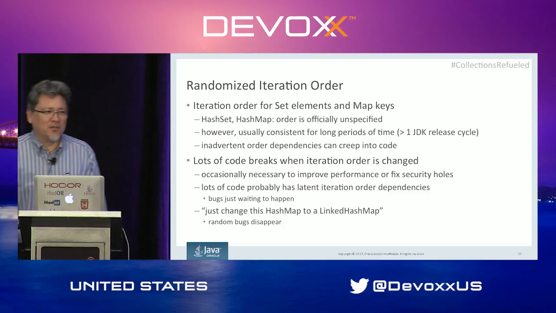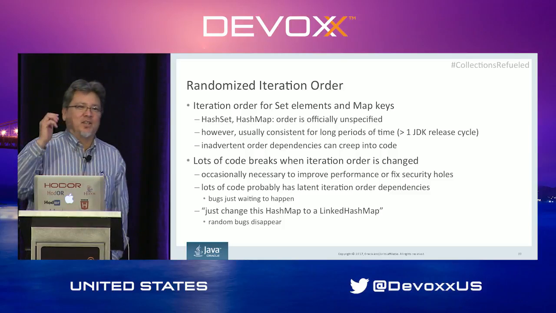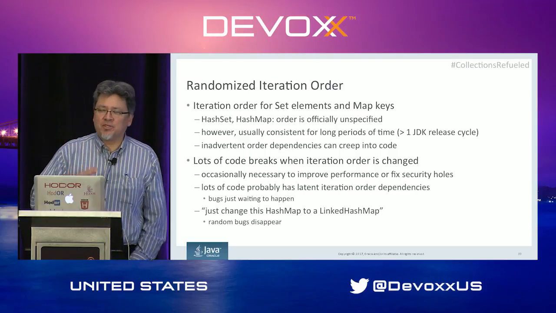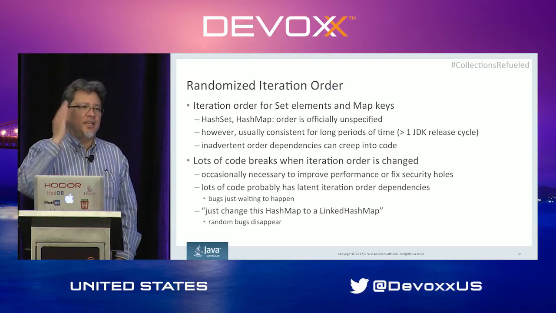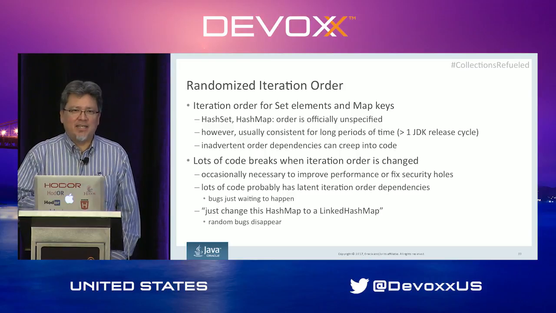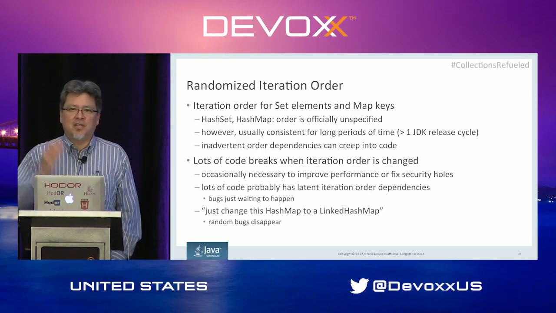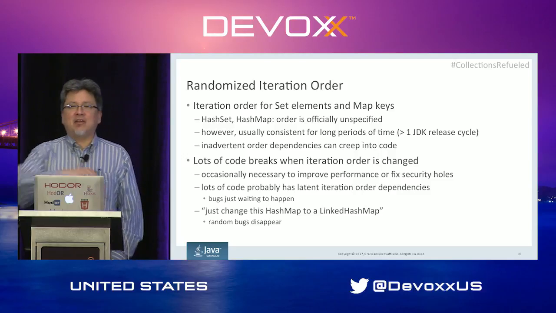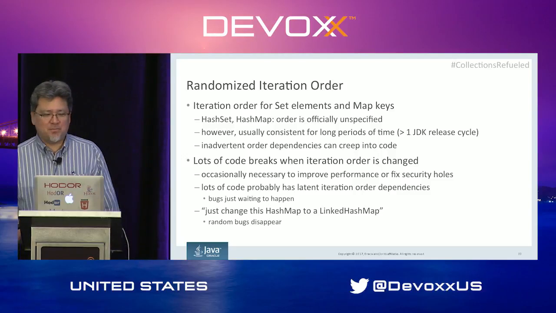So that's really uncomfortable. But the fact is, prior to Java 9, we have the worst of both worlds. We have iteration order that is unspecified, but that is stable enough to lull people into thinking that it actually is stable. And then when it changes, lots of stuff breaks.